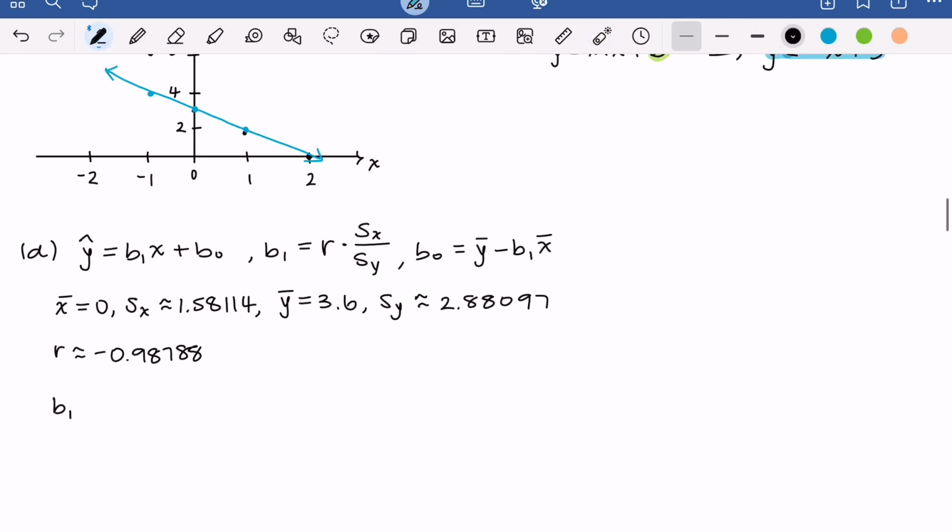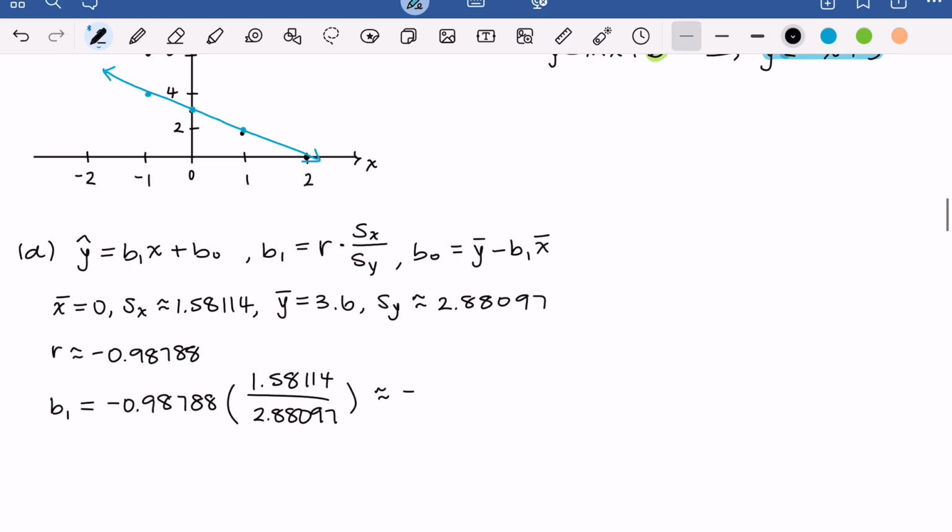So first, let's find b1. This is going to be our r value times this fraction here, our ratio of our standard deviation with respect to x over the standard deviation with respect to y. This is going to give us approximately negative 1.8.